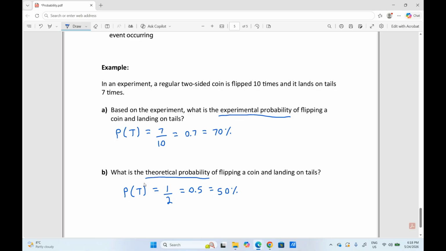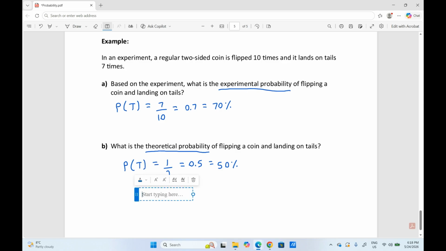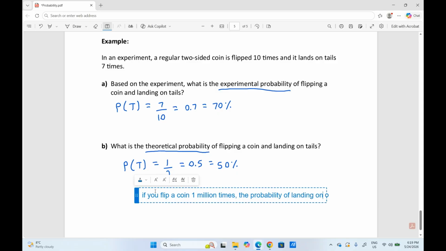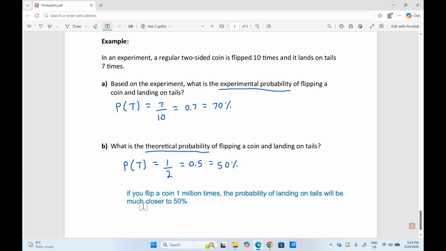Now, I got one more thing to say to you guys, and this is just something to think about. So, if you flip a coin, let's say 1 million times, the probability of landing on tails will be much closer to 50%. So now let's think about this statement and understand why.